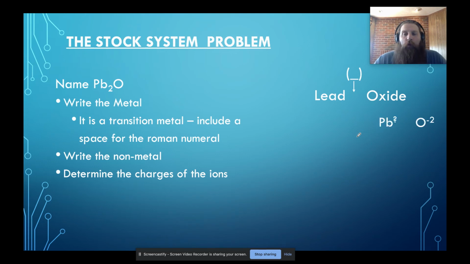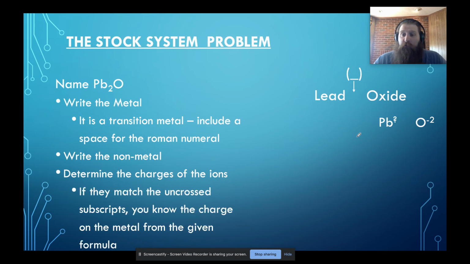Now here's the thing. We know what the charge on oxygen is because it's a chalcogen. It's in group 16. It's always -2. But lead's a transition metal. We don't know what it is, so we put a question mark there. We need to cross the charges. We need to do the cross-charge method to see if our charges match the formula that we were given.